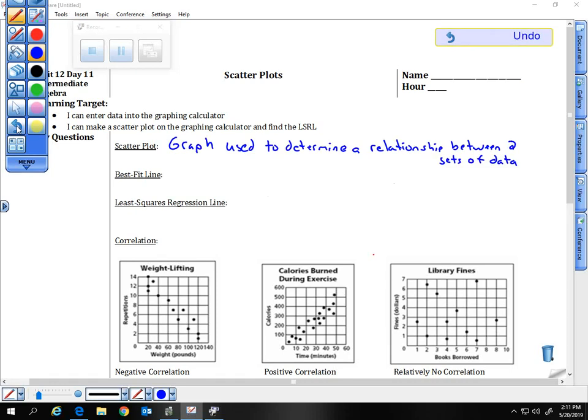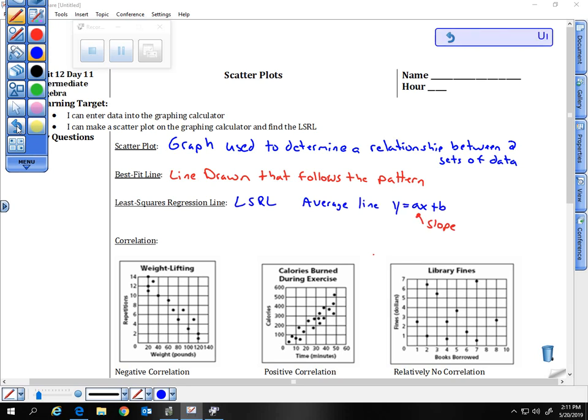A scatter plot is a graph used to determine a relationship between two sets of data. A best fit line, or line of best fit, is a line drawn that follows that pattern. The least squares regression line, LSRL, is kind of an average of it. It's in the calculator as y equals ax plus b, where the a value is the slope. Normally it's y equals mx plus b, but in this case, with our graphers, we will have an a there instead. And then correlation is the relationship between the x and the y.